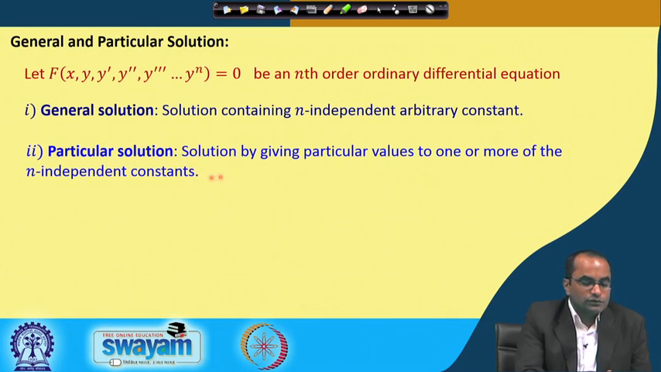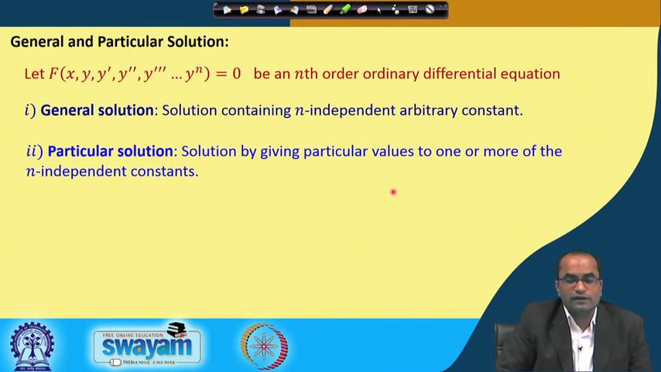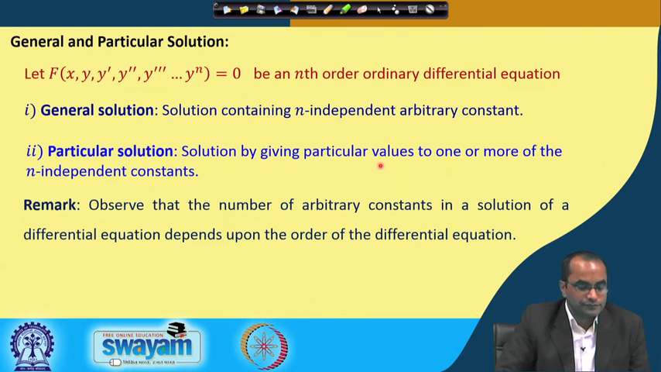So, here the particular solution means the solution obtained by giving particular values to one or more of the independent constants. Usually that is done from the physical model: some extra conditions are given based on the physics of the problem, and then we can compute some or all of these constants. The solution now does not have any independent arbitrary constant, which we call the particular solution.